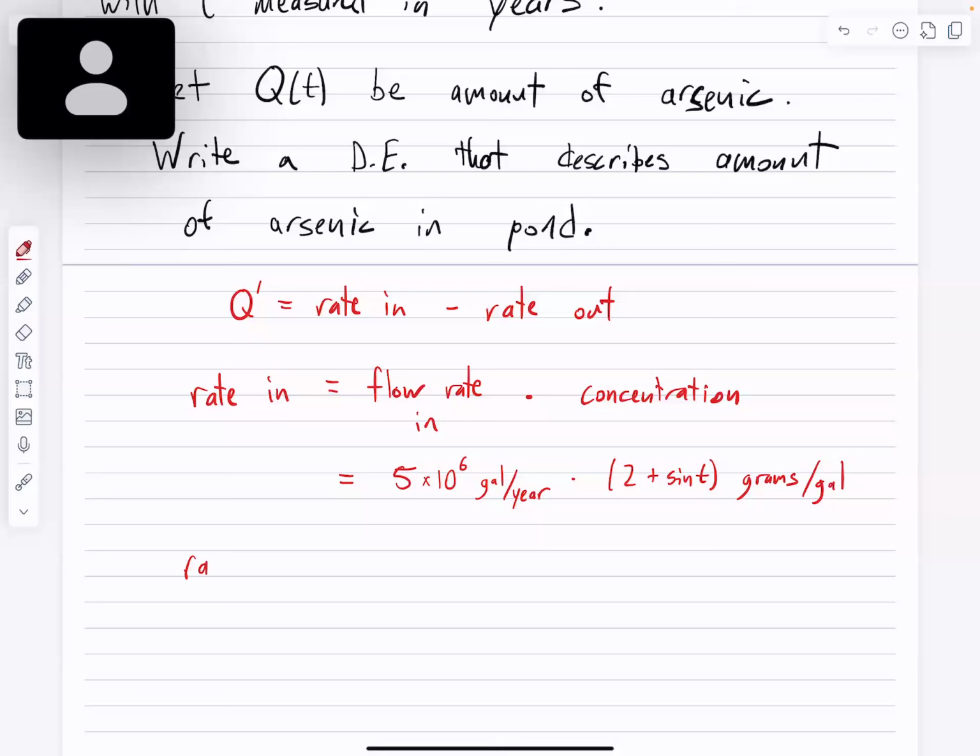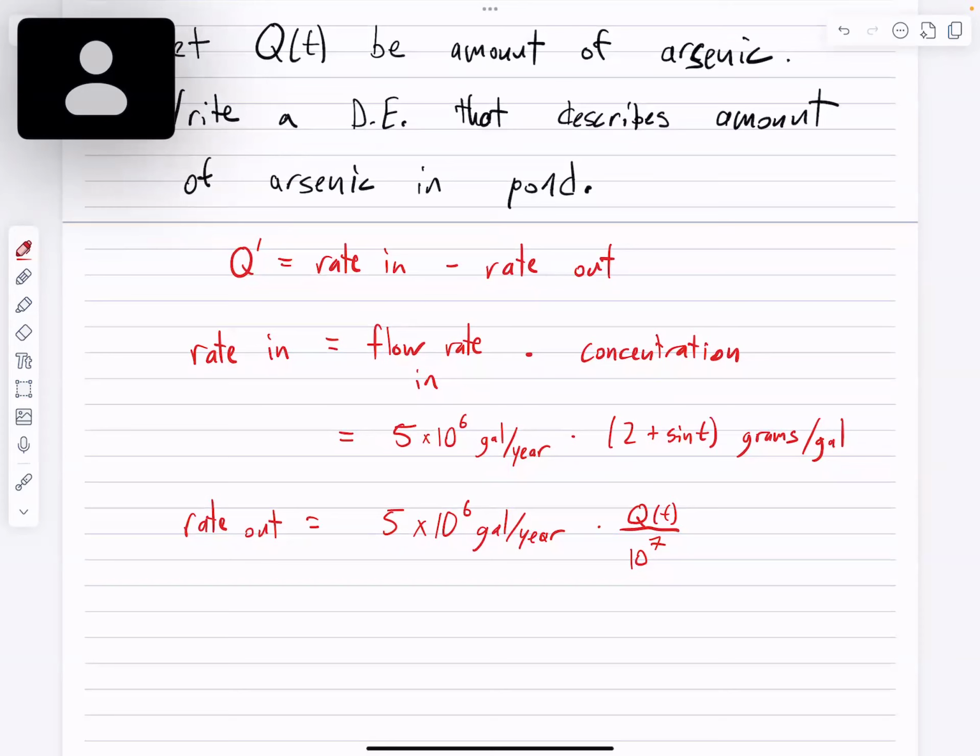The rate out is going to be the flow rate out, which is 5 times 10 to the 6 gallons per year, and then times the concentration, which is the amount of arsenic, Q of t, over the volume, and the volume in this case is 10 to the 7th, because it's 10 million. And that's grams per gallon.